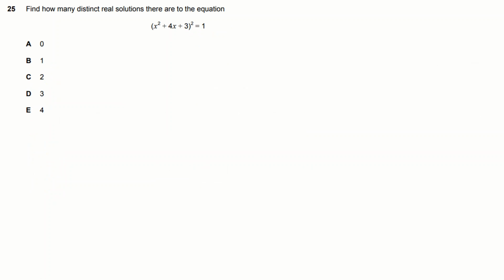Cool. Question number 25. So if this thing squared equals 1, then that means that either this thing is 1, because 1 times 1 is 1, or this thing here is negative 1, because negative 1 times negative 1 is also 1. So we've got our 2 options here. Just solve either one. So take away 1 from both sides here. Now I don't need to know what the roots are, I just need to know how many there are.